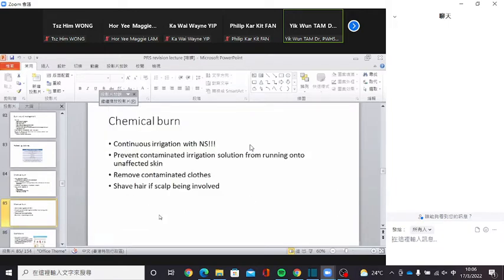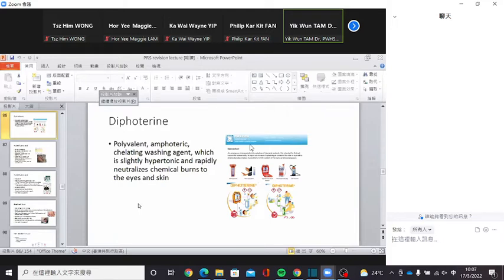So for a chemical burn, irrigate with normal saline and at the same time prevent the contaminated irrigation solution from running onto the unaffected skin. We'll have to remove all the contaminated clothing and shave the hair if the scalp is involved. Diphoterine is a chelating agent that helps to neutralize the chemical. I think they are available in some A&E or in the labs that handle these dangerous chemicals. They could be applied over the eyes or the skin.